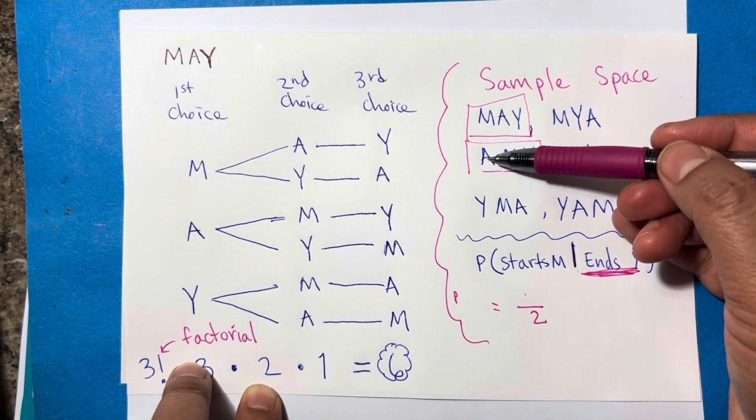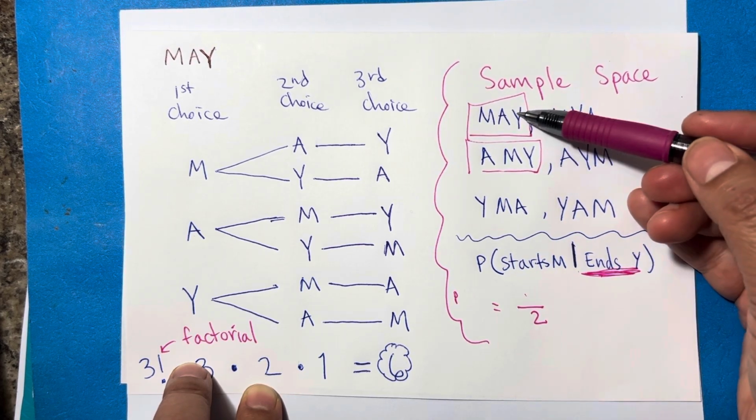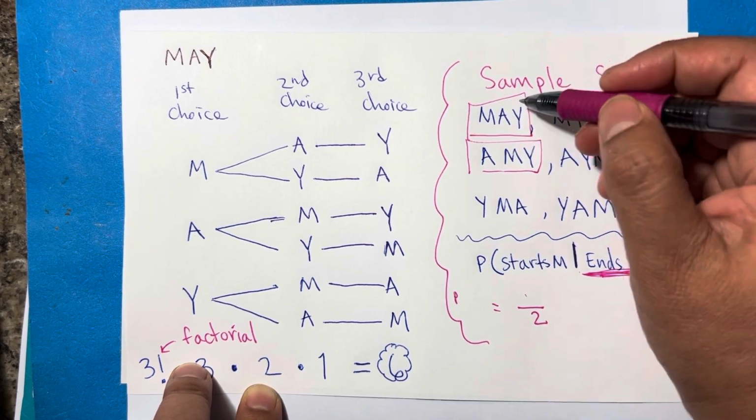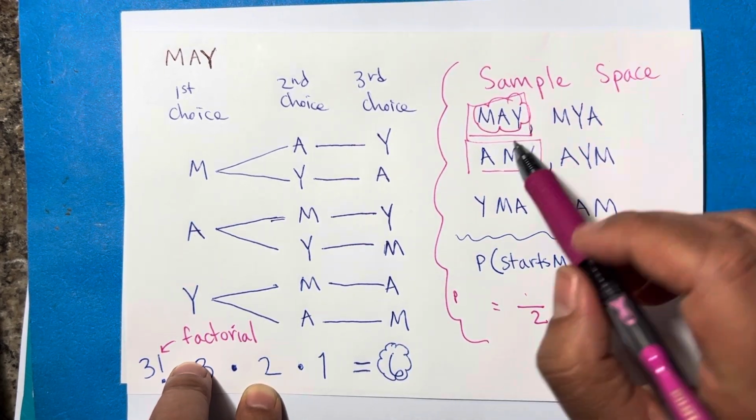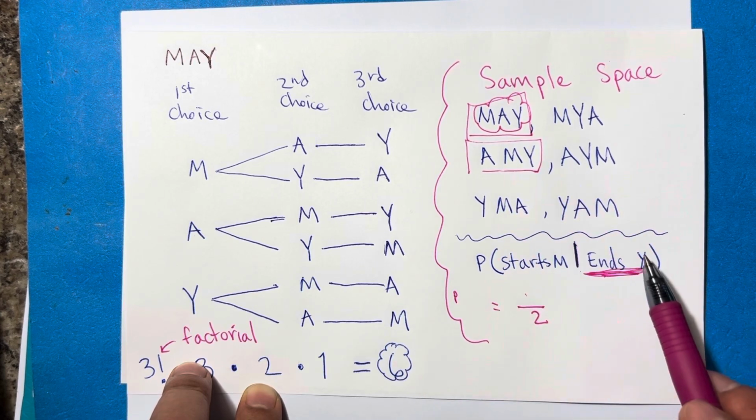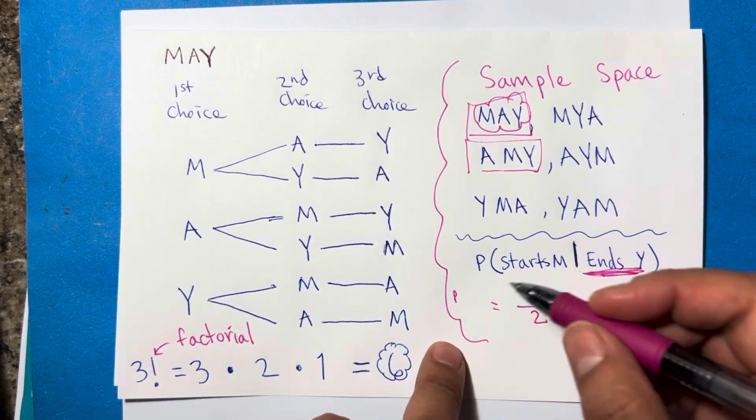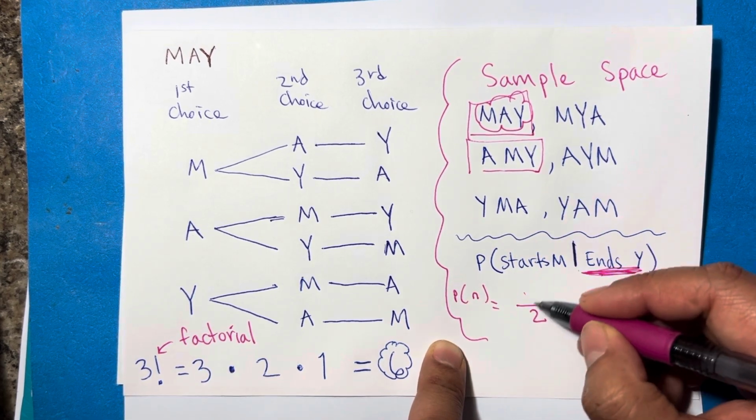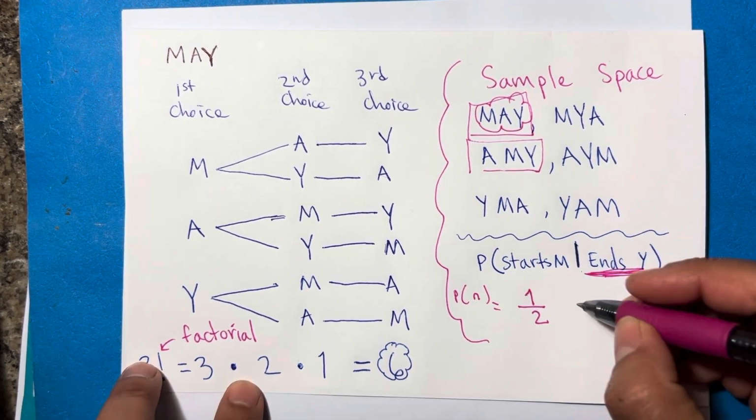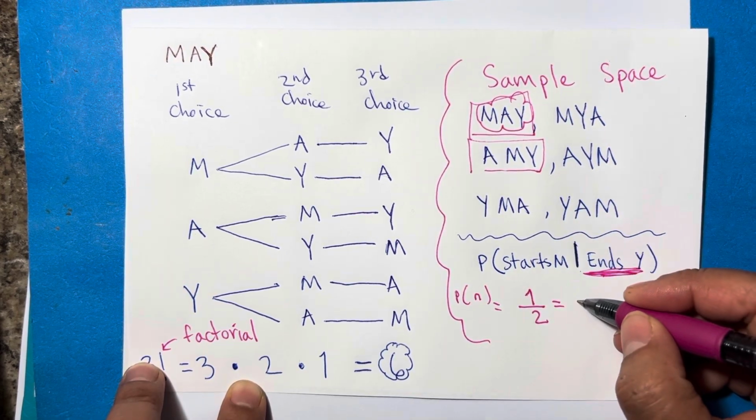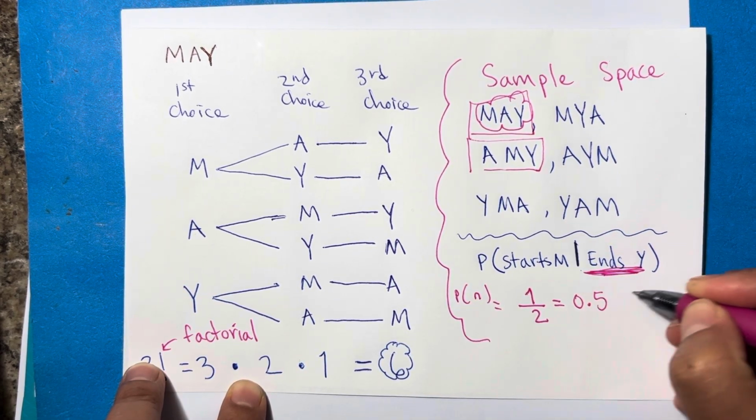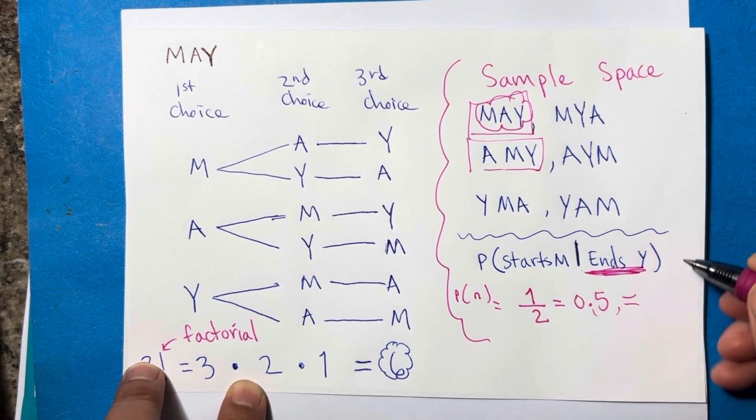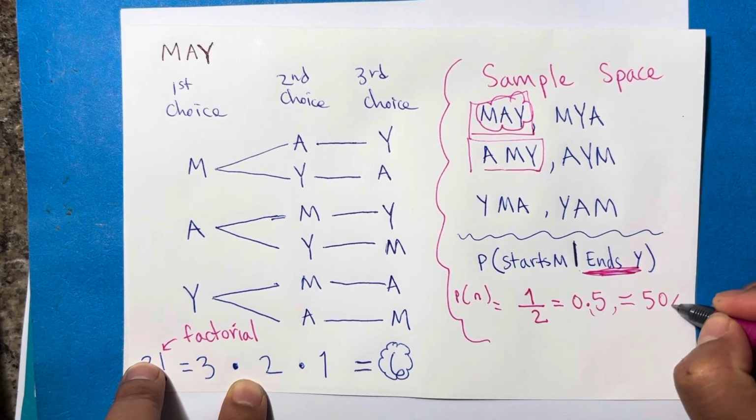Well, this one doesn't start with M and end in Y, but this one does, so it's only one of them. Only one starts with M and ends in Y. On the top, it's always the probability of the first event and the second event, okay? It's only one of them. This is just review. 1 divided by 2 is 0.5. We move it 2 spaces, so that's 50%. And this works only because the letters don't repeat, okay?